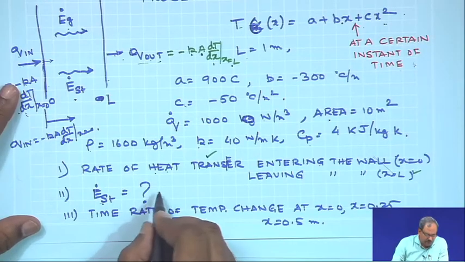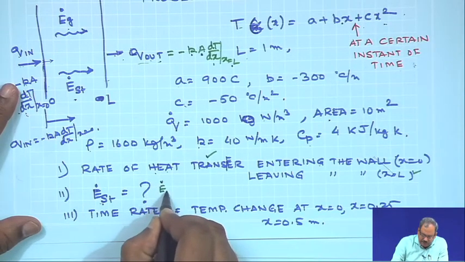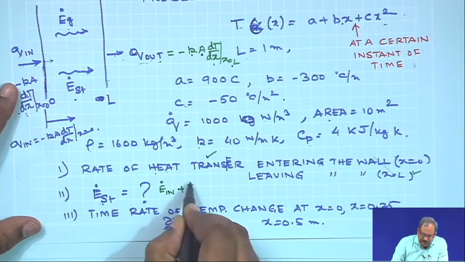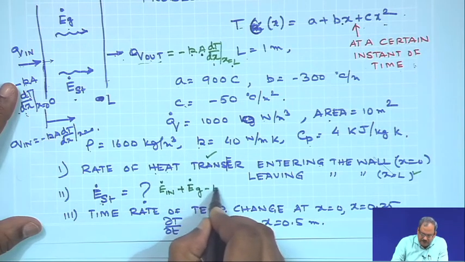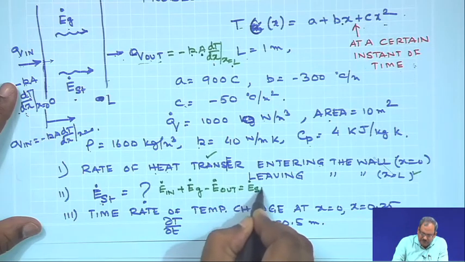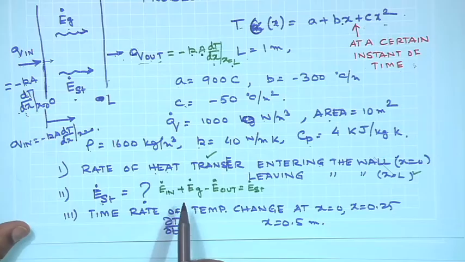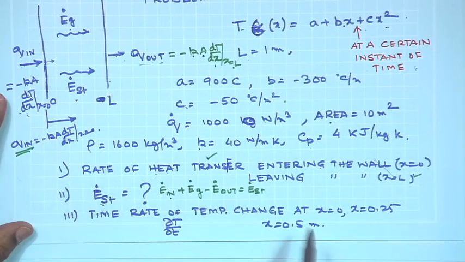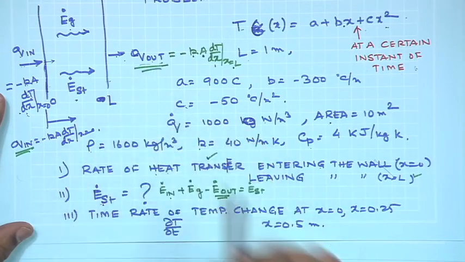How do I write E dot stored? From my energy equation, E dot in plus E dot generated minus E dot out is equal to E dot stored. That's your energy conservation equation. So, my E dot in is nothing but Q dot in, and my E dot out is nothing but my Q dot out.